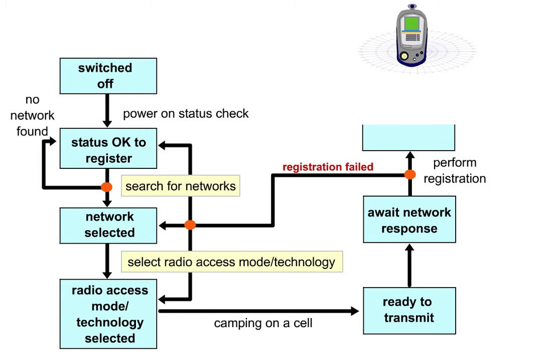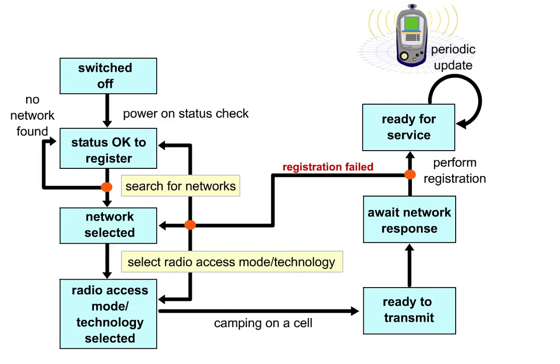In the state ready for service, the user equipment is ready to send or receive data after a successful registration. To remain in this state, it must periodically inform the network of its location.